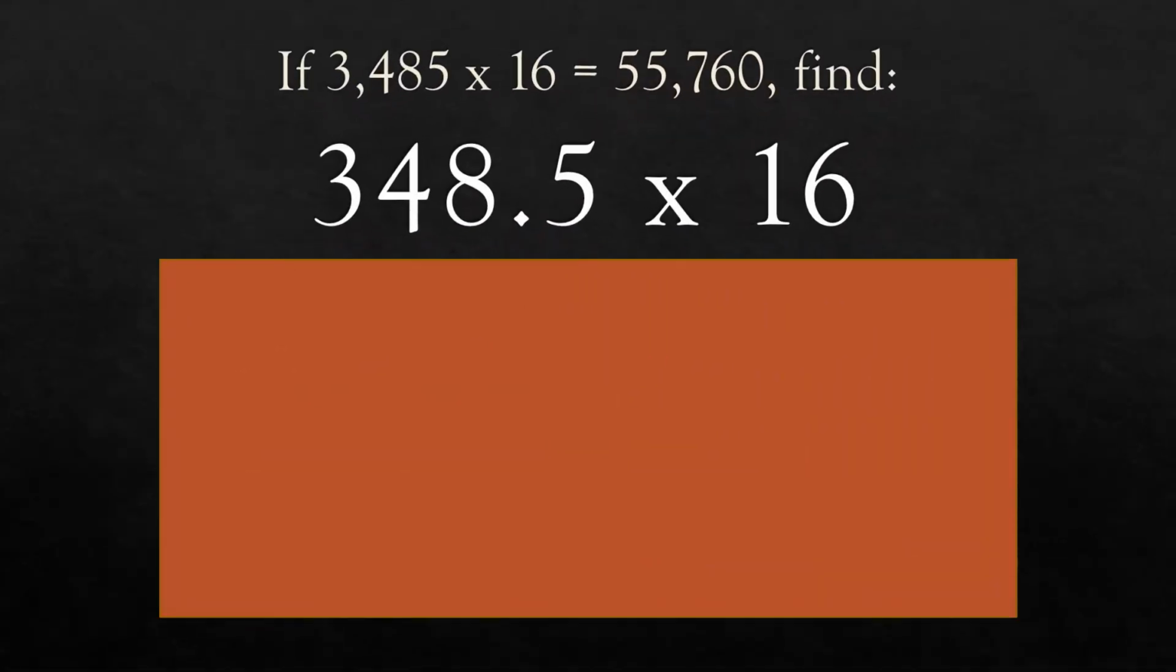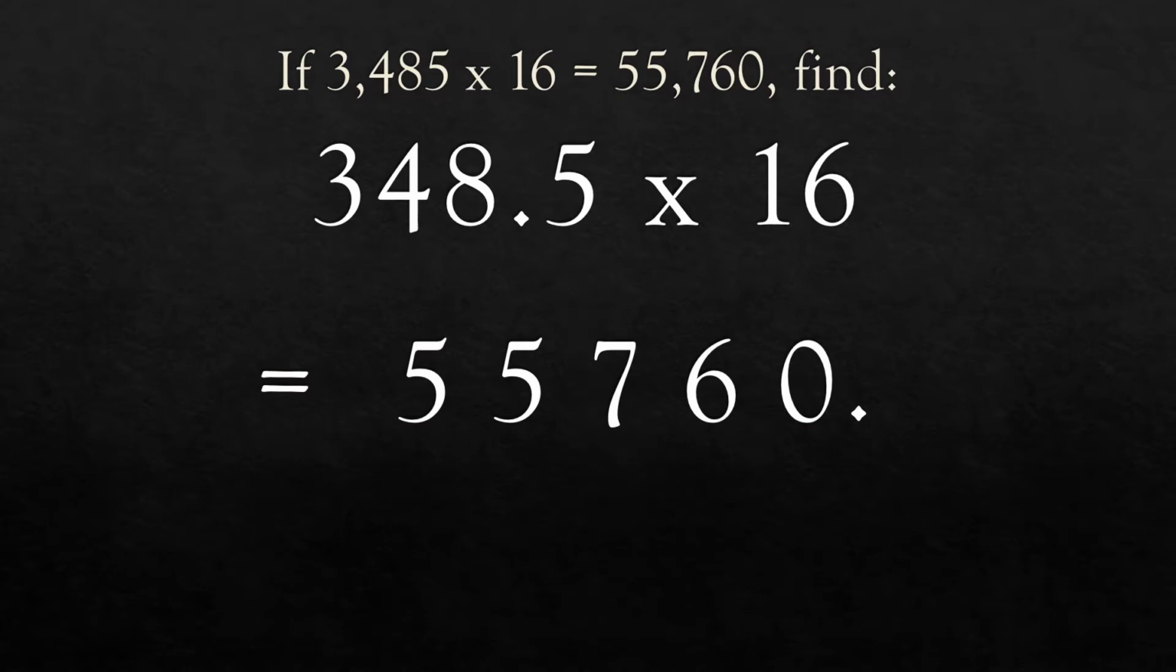If 3485 multiplied by 16 is equal to 55,760, find the product of 348.5 multiplied by 16. If we ignore the decimal point, the product remains the same, that is 55,760. But where and how to place a decimal point, that we are going to learn today. We know that in addition, the decimals should come one below the other in place value columns. But we do not follow the same method in multiplication. So how to place a decimal point in multiplication?